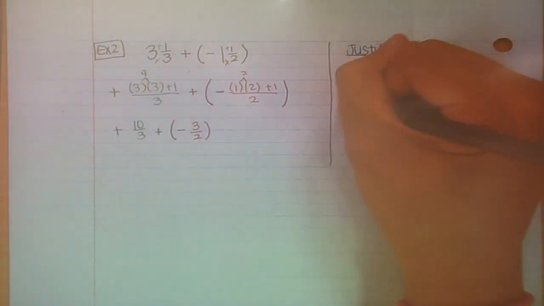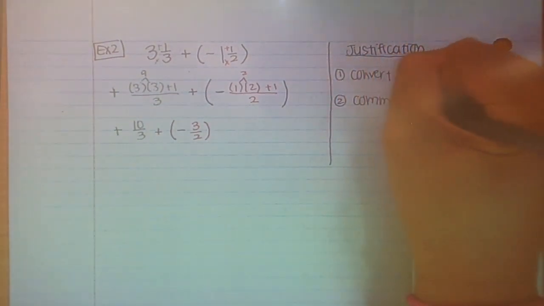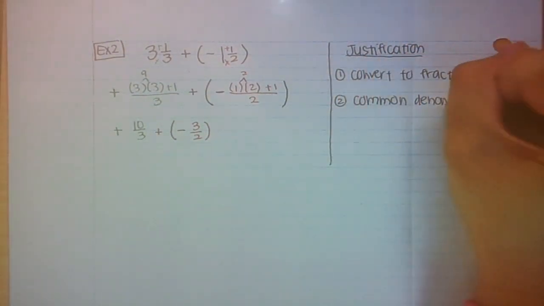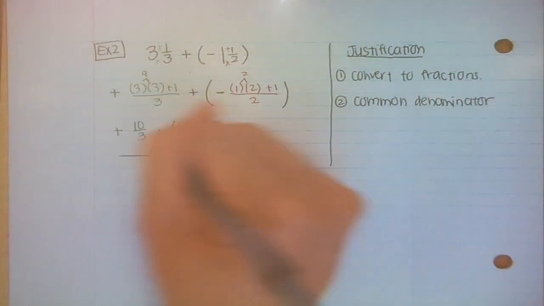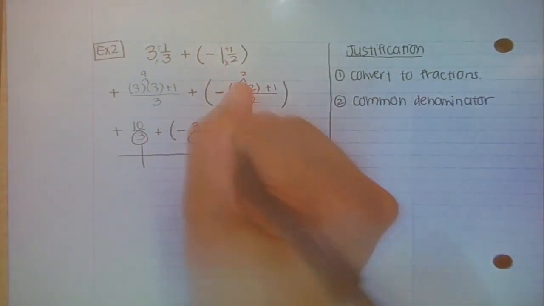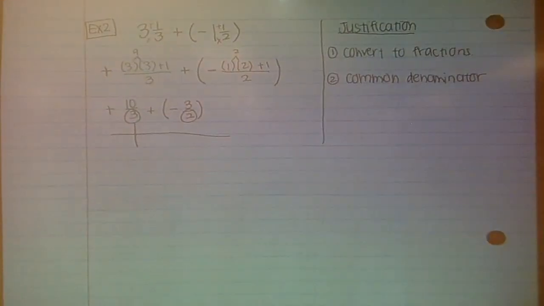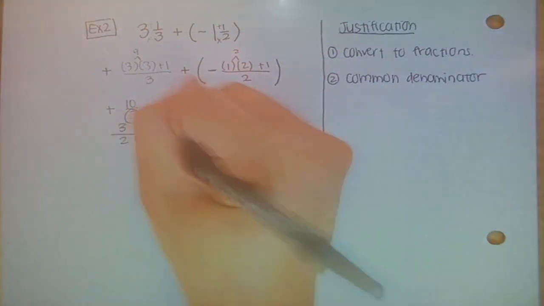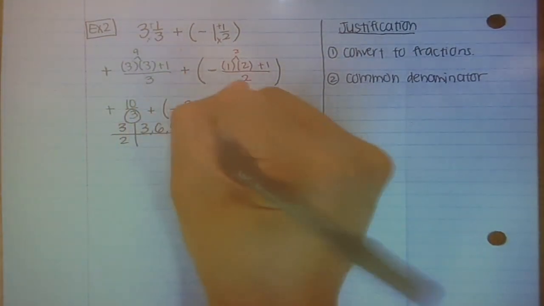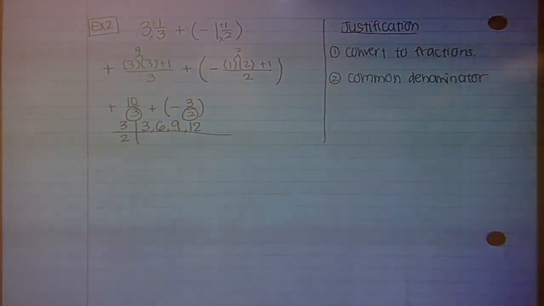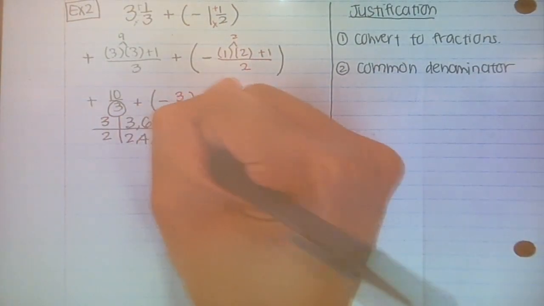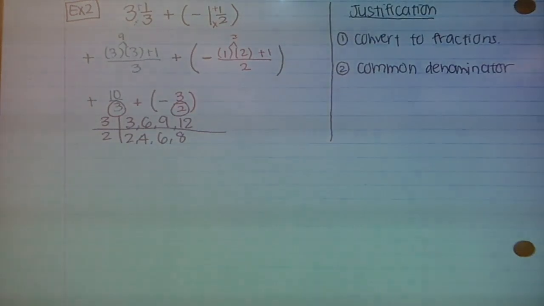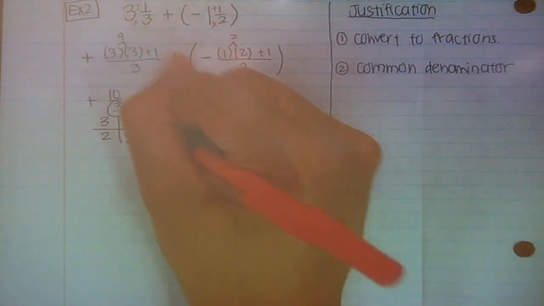Step 2 is to find a common denominator. So I draw my t-chart. I have 3 and 2 that I'm going to find the common multiples for. 3 times 1 is 3, 3 times 2 is 6, 3 times 3 is 9, 3 times 4 is 12. Then 2 times 1 is 2, 2 times 2 is 4, 2 times 3 is 6, 2 times 4, 8. So I see that we have 6 in common.